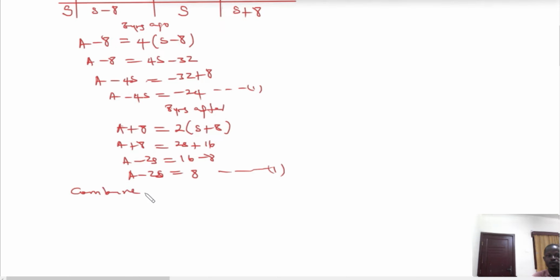Combine equation 1 and equation 2. Equation 1 is A minus 4S is equal to minus 24. And then the second equation is A minus 2S is equal to 8. So we're going to solve this using the elimination method.